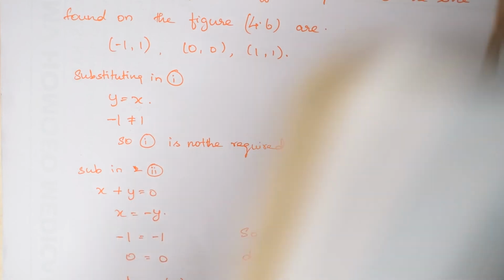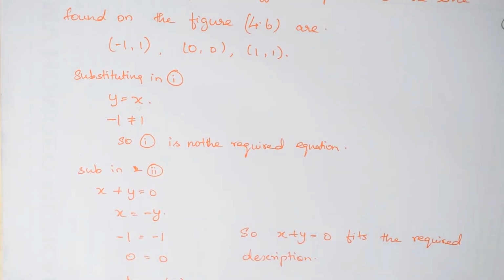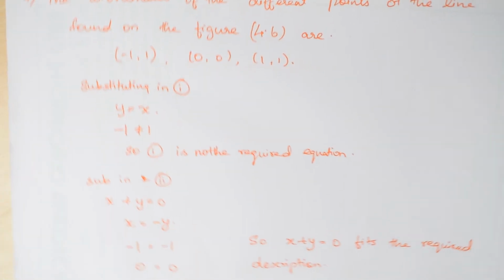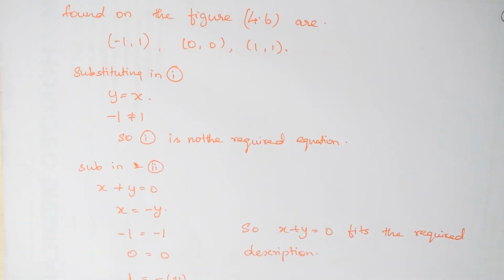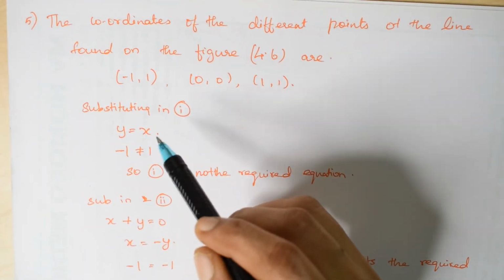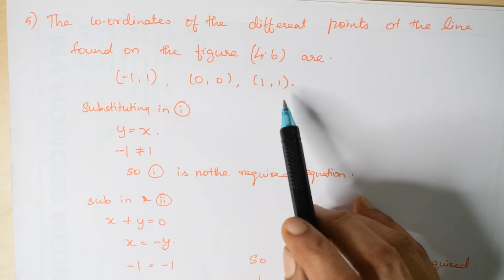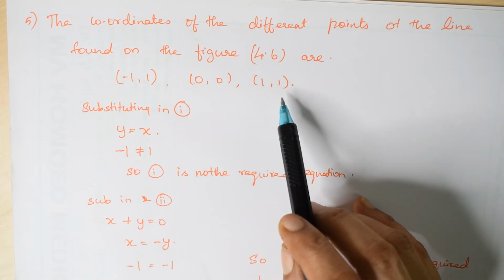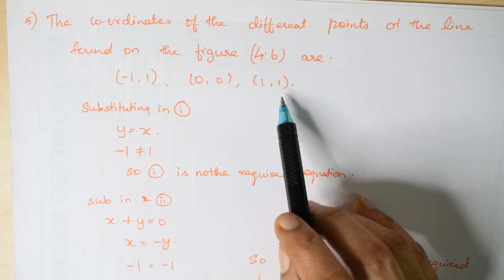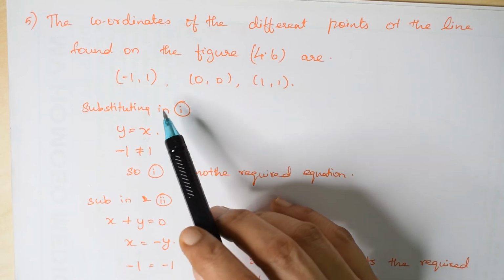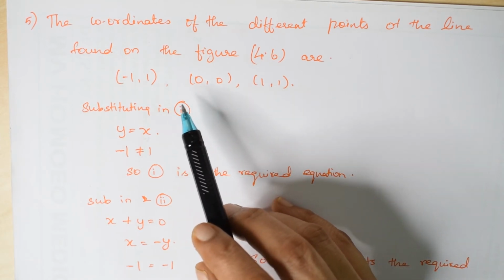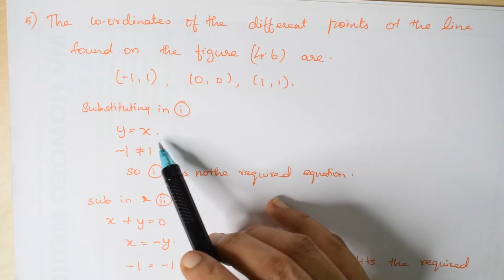Okay, that is the question. Then the first, for the figure, in figure 4.6, the 3 points given are minus 1 comma 1, 0 comma 0, 1 comma 1. These are the 3 points, coordinates marked on the graph, and now I am substituting that in each and every equation. The first equation is y is equal to x.